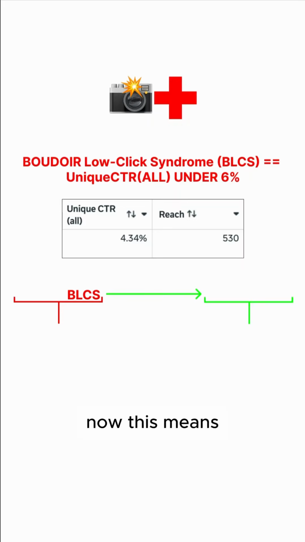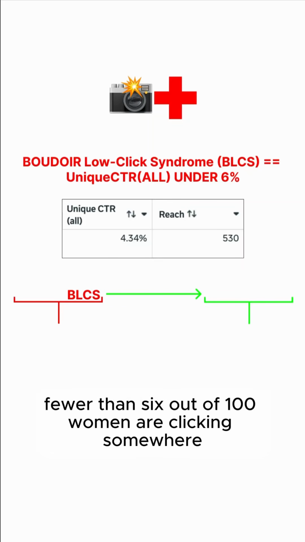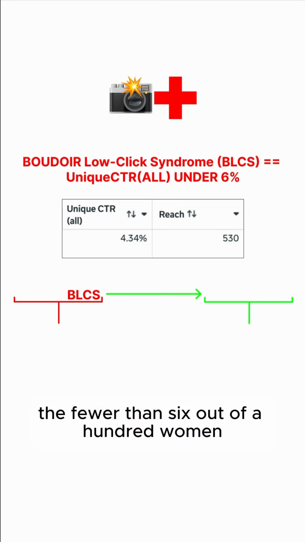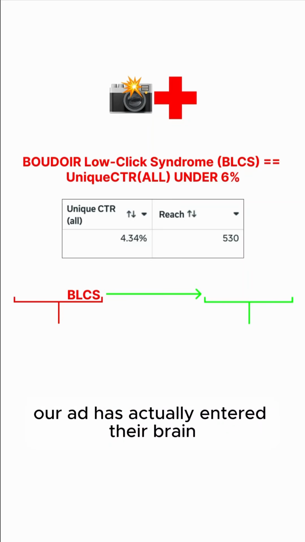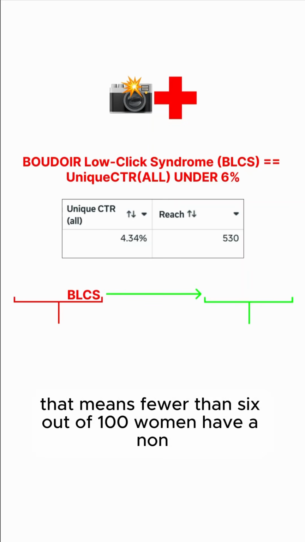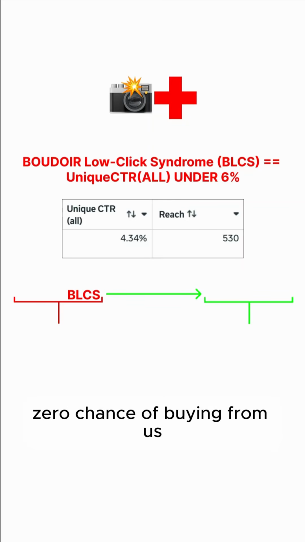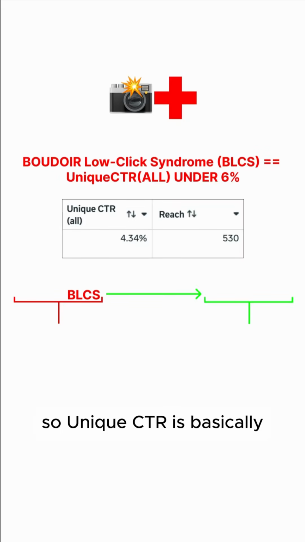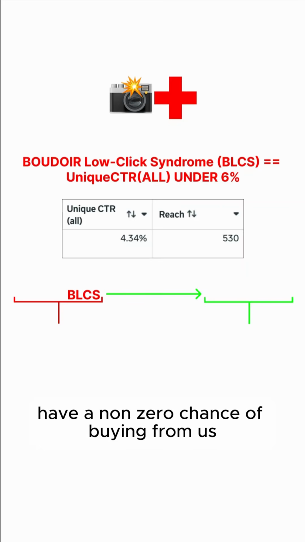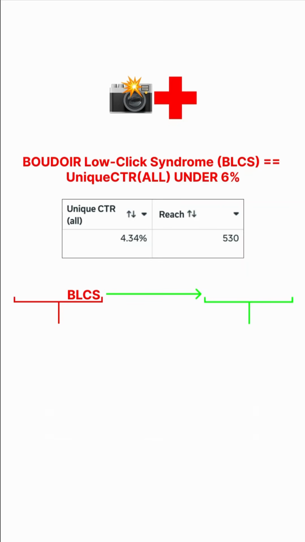Now, this means fewer than 6 out of 100 women are clicking somewhere on our Boudoir Facebook ad, which means that when fewer than 6 out of 100 women click, our ad has actually entered their brain. And the final thing we're looking for is that fewer than 6 out of 100 women have a non-zero chance of buying from us. So unique CTR all is basically how many women out of 100 did we get to have a non-zero chance of buying from us. That's literally what it is.